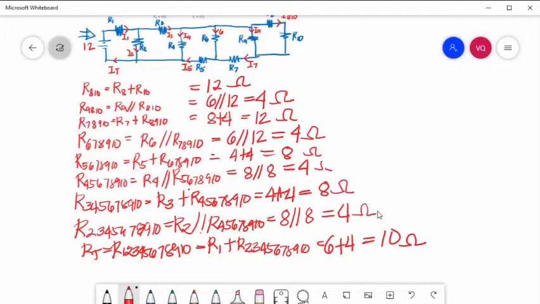Okay. So we will now solve total current. So total current is equal to total voltage divided by total resistance. Total voltage is 12 divided by 10. That is 1.2 amperes.